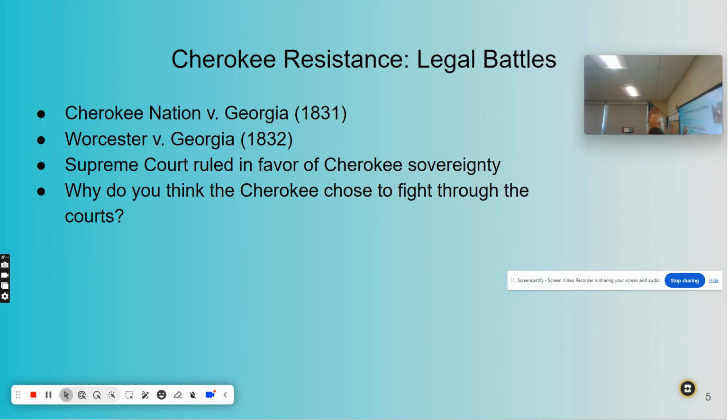Now, we hinted last week that the Supreme Court ruled in favor of the Cherokee sovereignty. In other words, the Supreme Court said that the Cherokees do not have to be forced off their land. The Cherokee have every right to stay on their land, and they are every bit as American as settlers who are looking to take control of that land.